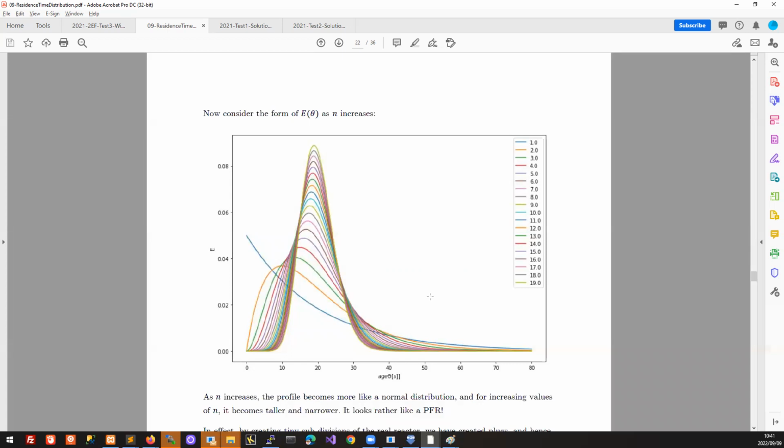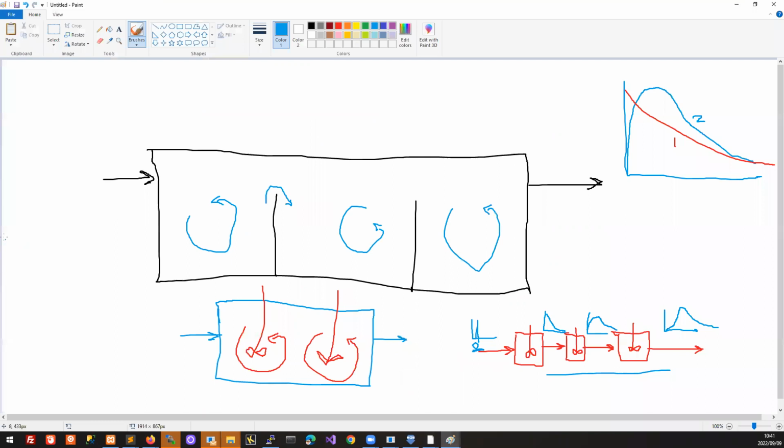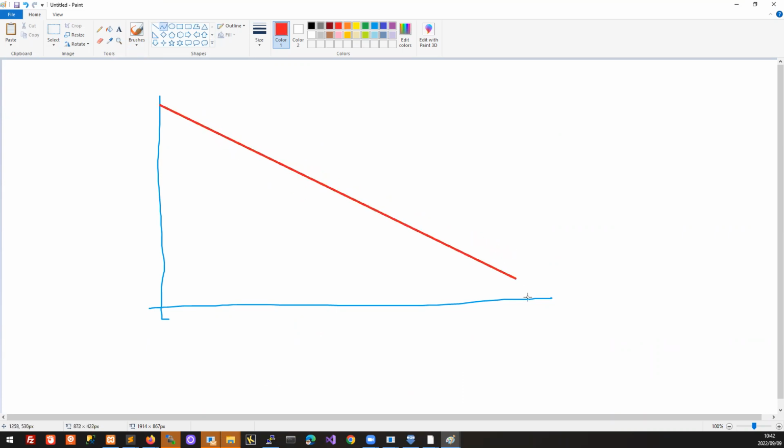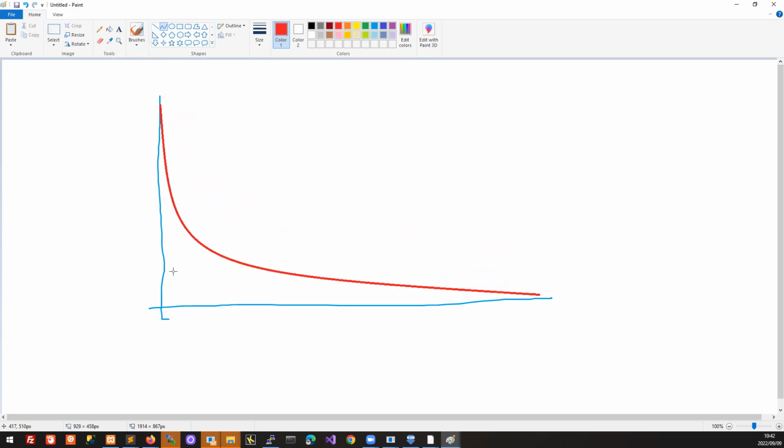Any takers on that? Is there a reason why we are starting to see a spike here? So while I'm waiting for hands, I'll just sketch it out here. Is it because the tanks in series start to look like a PFR? Thank you. That's exactly right.